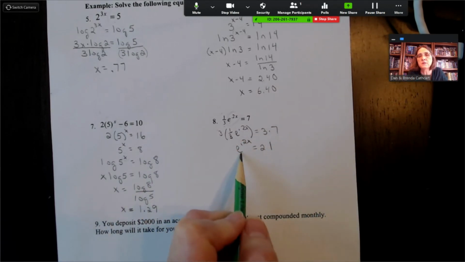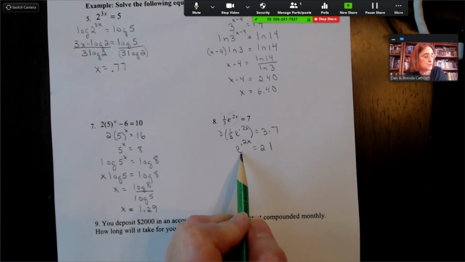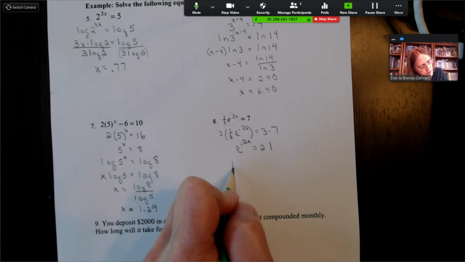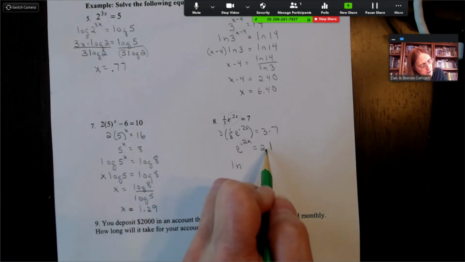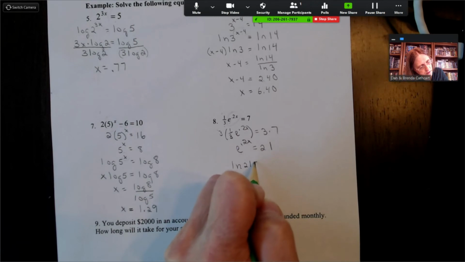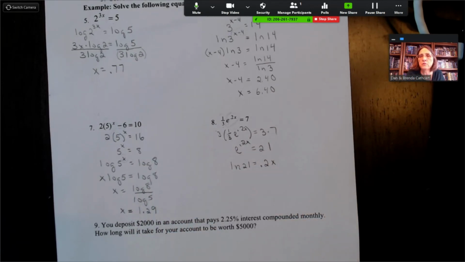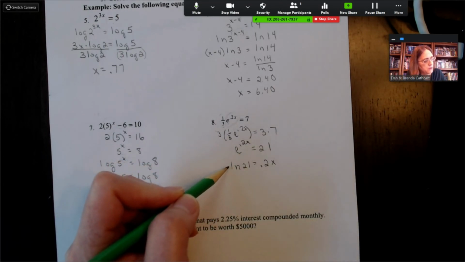And now since the base is our desired base of e, or even base 10, I can just rewrite this as a natural log. So we have a base e, so we can write that as natural log, base e of 21 equals 0.2x. Just using our rule of rewriting an exponential equation as a log equation.